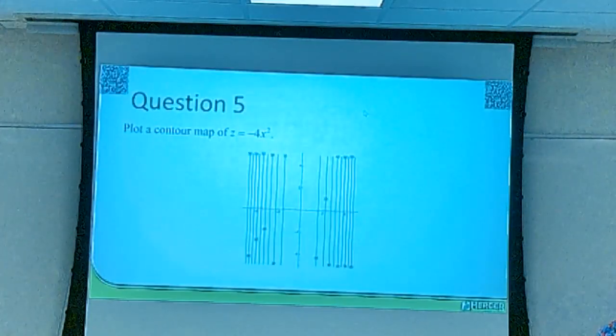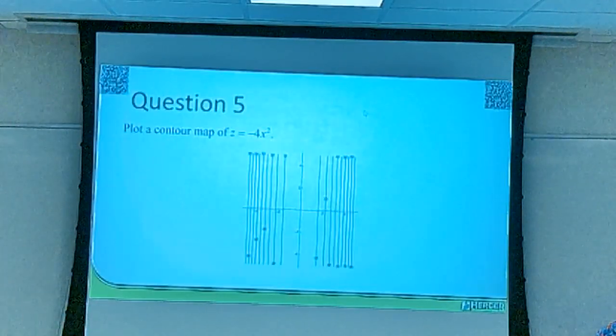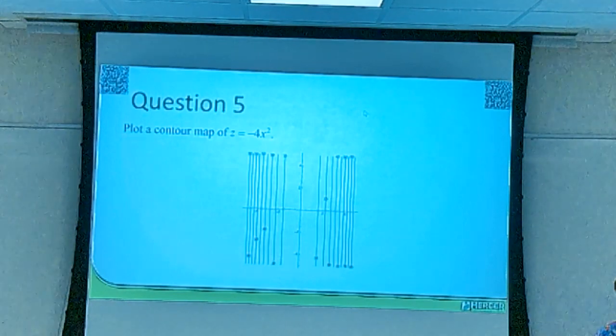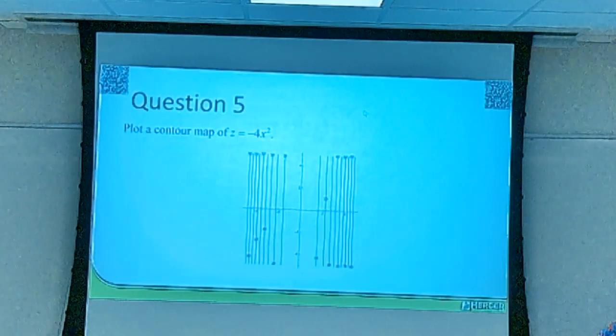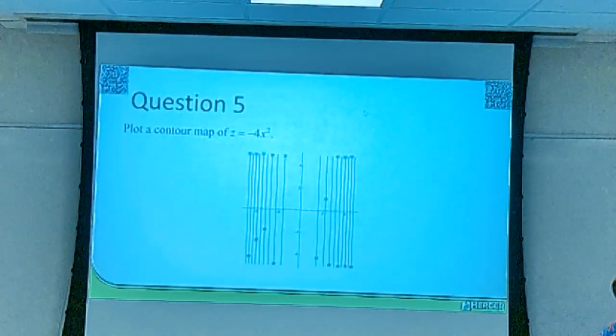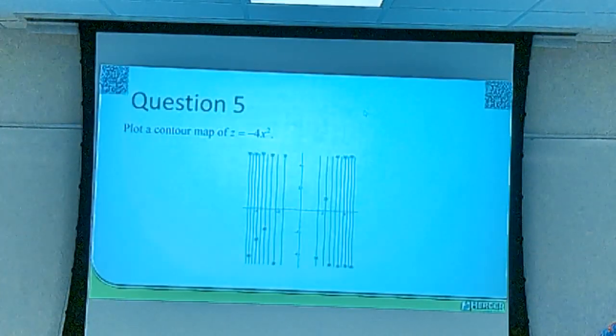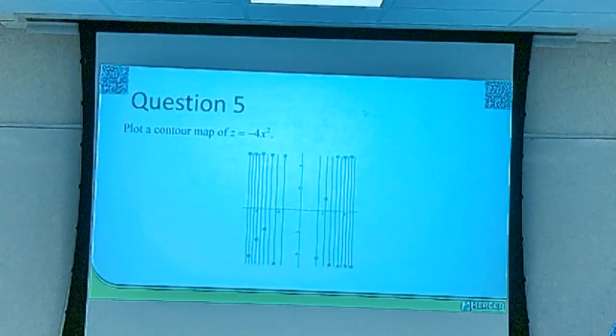That looks confusing. They're just vertical lines. Why? C equals negative 4x squared, solve for x. X squared is negative c over 4, so x would be plus or minus the square root of c over 4, where c is a constant. So x equals a constant, which is a vertical line. So each value of c gives you two lines.